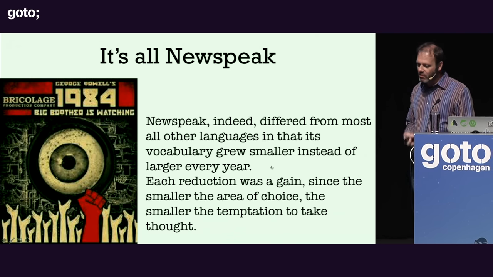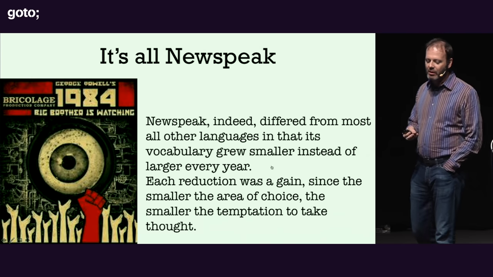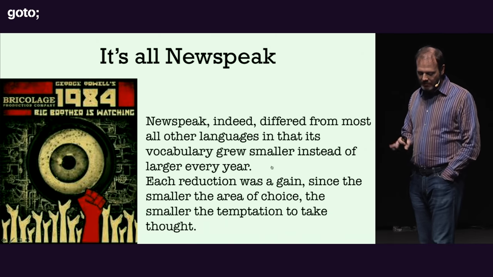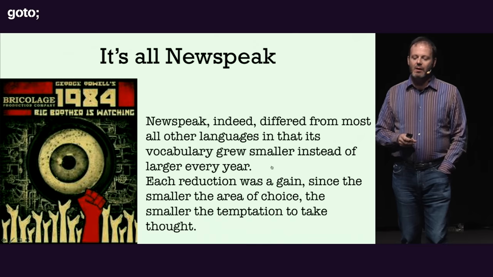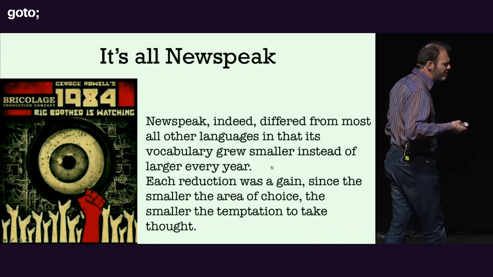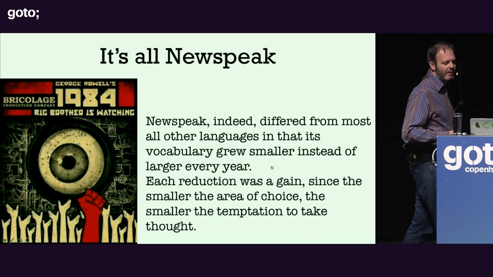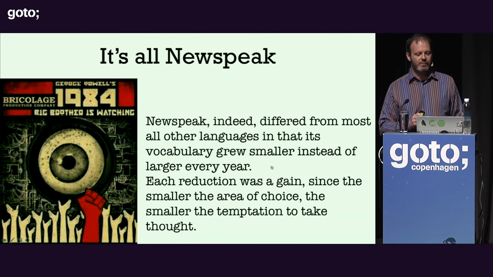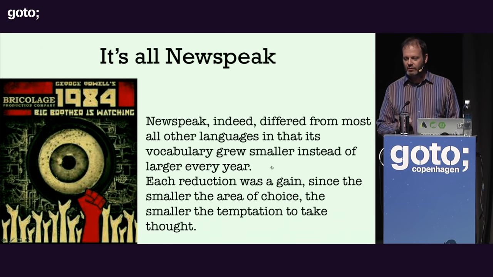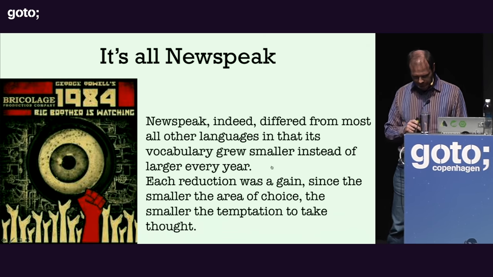I strongly encourage you not only to read the book, but to read Orwell's preface about newspeak and its purpose. It's really quite brilliant. So newspeak differed from all other languages in that its vocabulary grew smaller instead of larger. Each reduction was a gain, since the smaller the area of choice, the smaller the temptation to take thought.